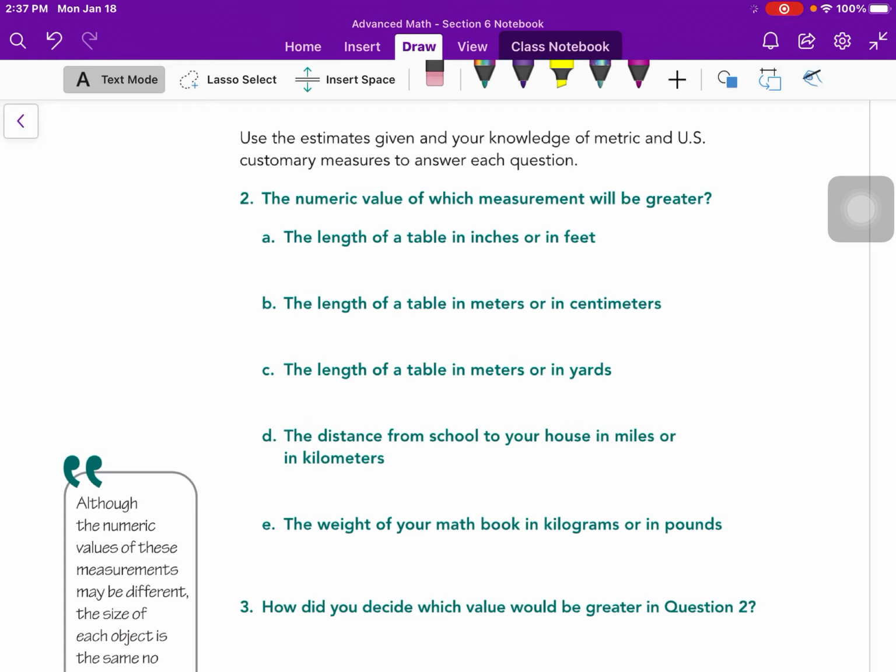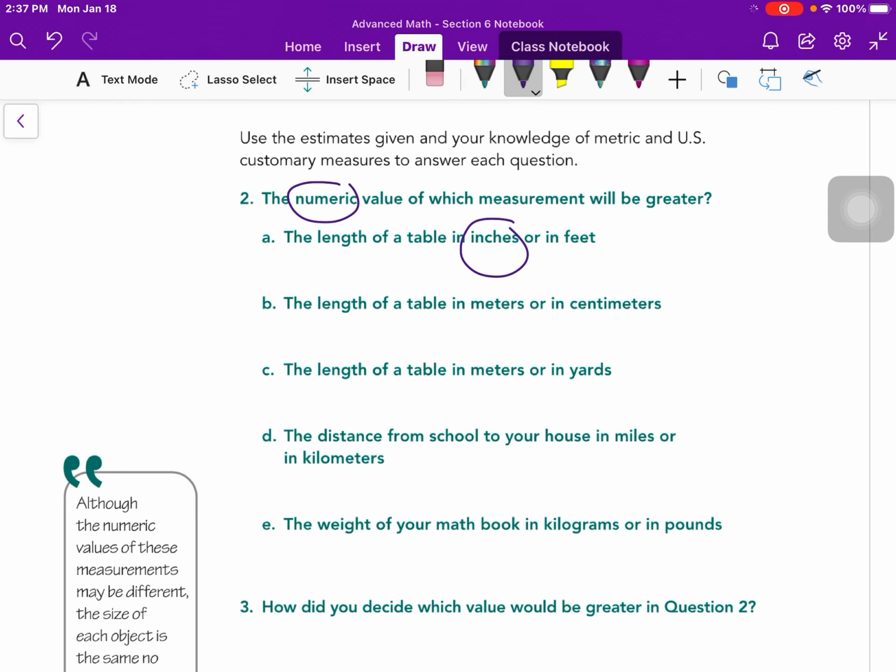The numeric value of which measurement would be greater? If you're going to measure a table in inches or feet, will you have a larger number of inches, or a larger number of feet? You'll have a larger number of inches on that one. Try the rest on your own, and then we'll come back and talk about it.